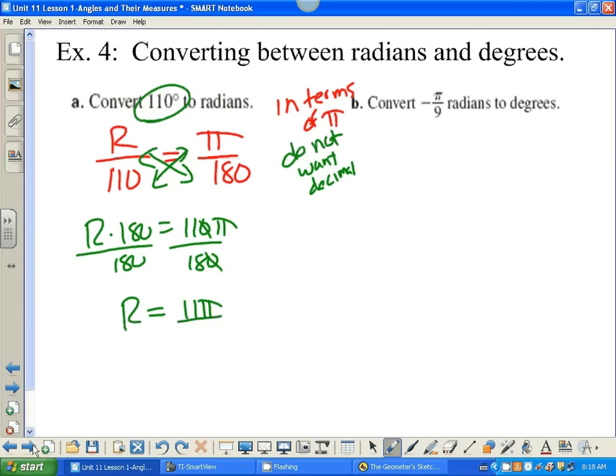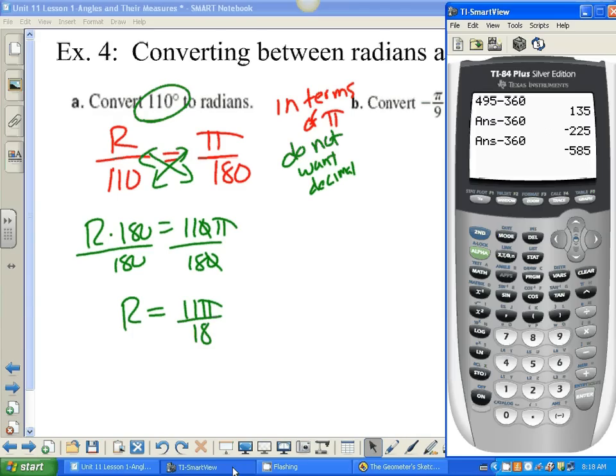So the radian measure equivalent to 110 degrees is 11 pi over 18. And you can use technology to reduce that. On your TI-Nspires, you just type it in. On the 84s, if I take 110 and I divide it by 180, and I press Math and choose the fraction option, it gives me 11/18.